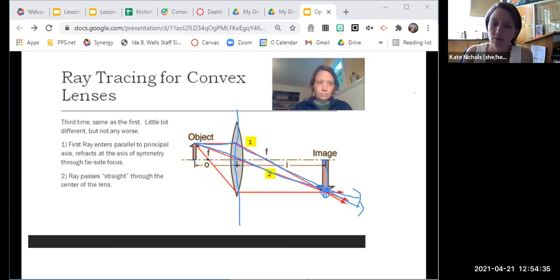So in this case, our image is inverted because the top is down. It is going to be magnified. I can tell that the image is further away from the lens than the object is, therefore it's going to be taller as well. And this is a real image because those light rays did pass through a single point where that image is located, right?